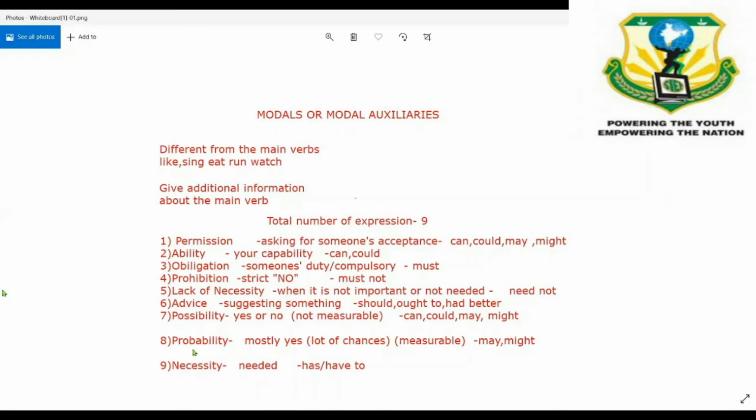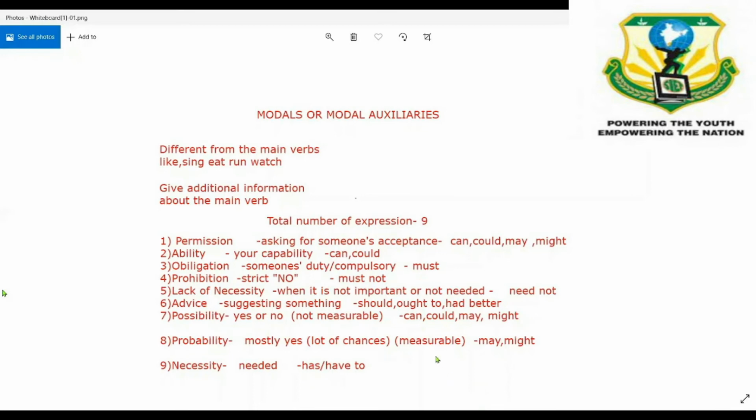But in the case of probability, we can measure the chances. For instance, take a political election. There are two parties standing for a particular position. Either one of them will win. They have a lot of chances either to win or lose. So they have 50-50 chances, which means we can measure the chance. So it is mostly a kind of yes. So that is probability. For possibility you can use may, could, can, might. In probability you can only use may and might.